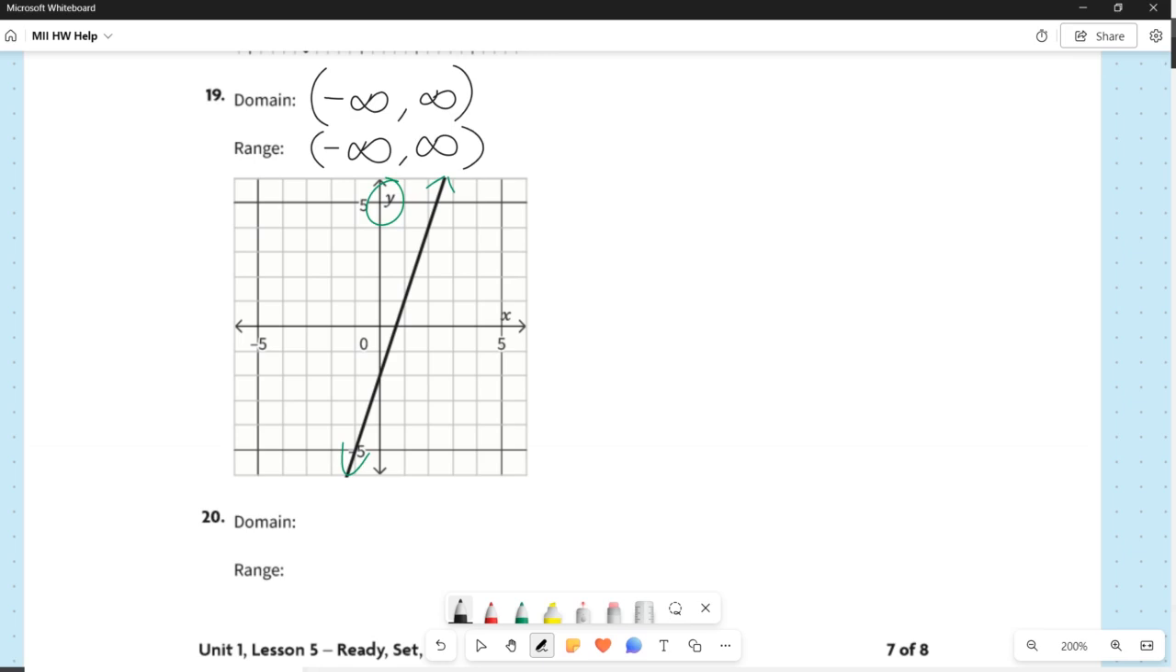Any number that you can possibly think of that's a real number can serve as an input for this function, so it's in the domain, and also a result of this function, and so therefore it's in the range.